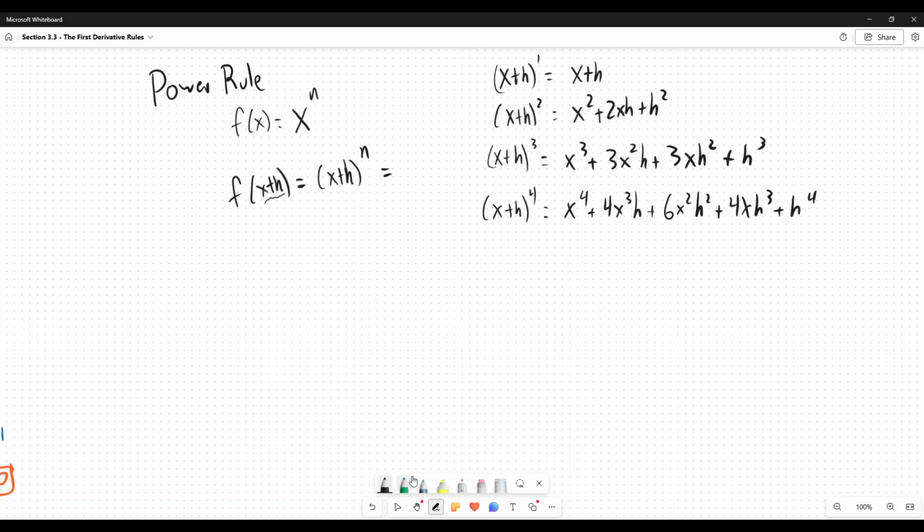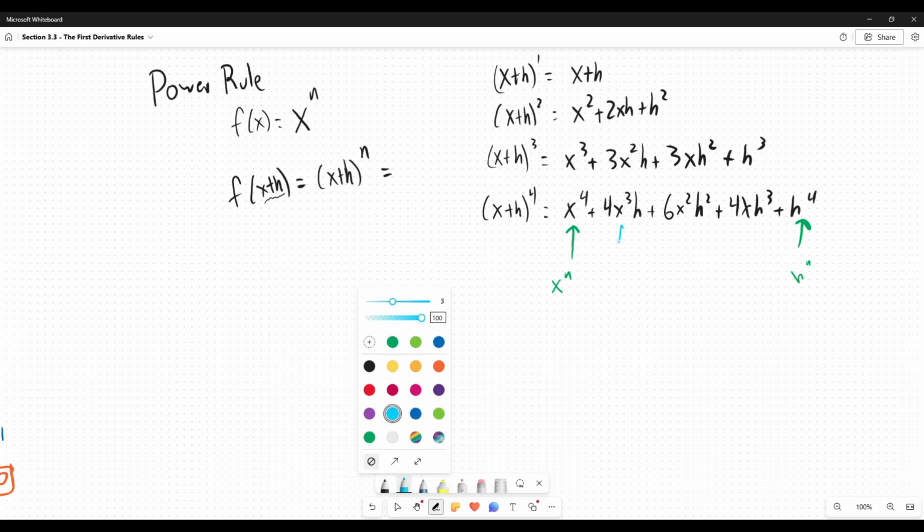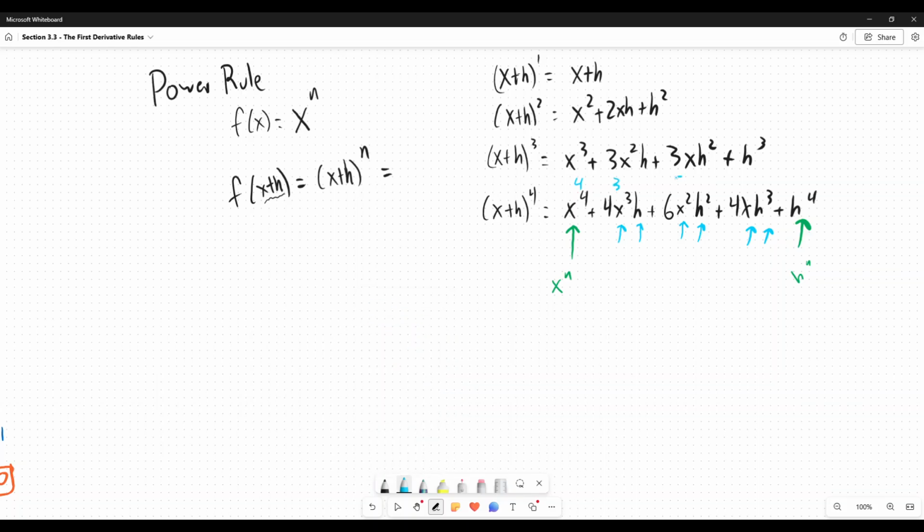Here's the important point. These are the things I want you to know. Notice, we always start and end with an x to the n and an h to the n. That's where we always start. And the second thing I want you to notice is the x powers decrease while the h powers increase. So they go from 4, 3, 2, 1, 0 in terms of the powers of x, but the powers of h go 0, 1, 2, 3, 4.